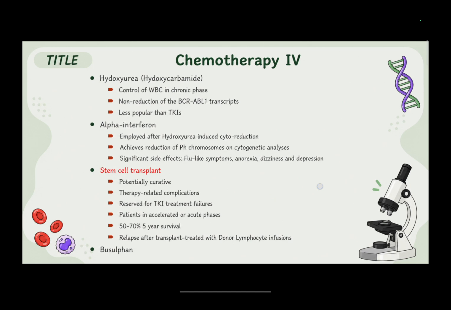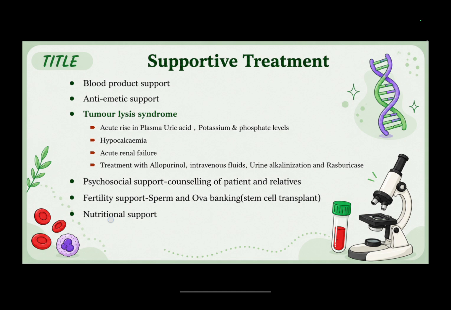Furthermore, comprehensive supportive treatment is vital. We must aggressively prevent tumor lysis syndrome, characterized by an acute rise in uric acid, potassium, and phosphate, which triggers hypocalcemia and acute renal failure. We manage this with intense intravenous fluids, alkalization, and allopurinol or rasburicase.